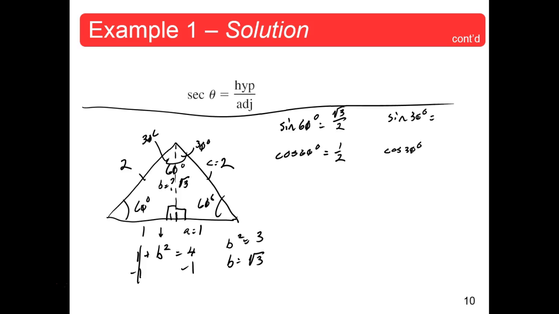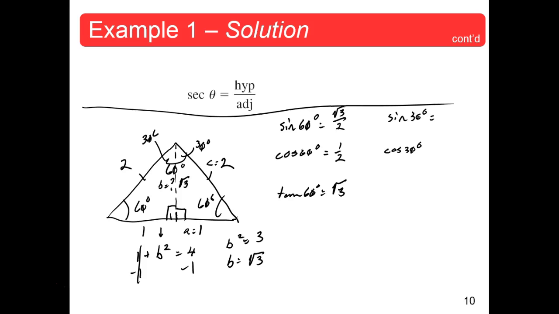Don't think so. We're not doing tangent. Okay, you thought we were doing tangent, didn't you? The tangent of 60 degrees would be the square root of 3, because you divide those. Okay. Right answer, wrong question. Okay, whatever.